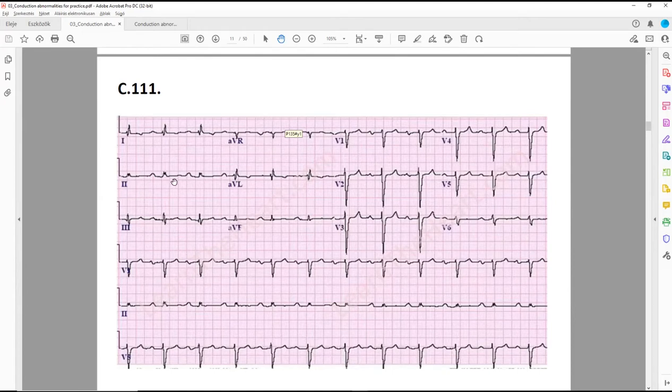No. We only have a first degree AV block. You can see it. Plus, we have a left bundle branch block. Left bundle branch block means that both anterior and posterior fascicles are missing. So at least 2 fascicles are missing when we talk about left bundle branch block. And the third one is the AV block. This is why it's a trifascicular block.